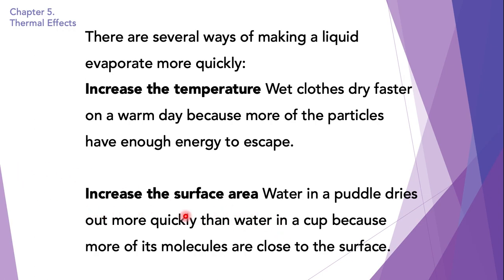The second point is increase the surface area. Water in a puddle dries out more quickly than water in a cup because more of its molecules are close to the surface. So there is a large surface area and there's less water depth in a puddle.